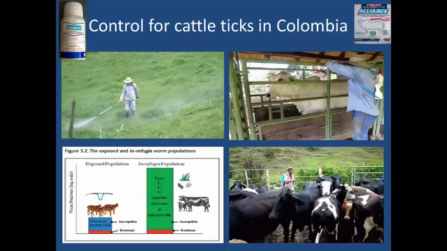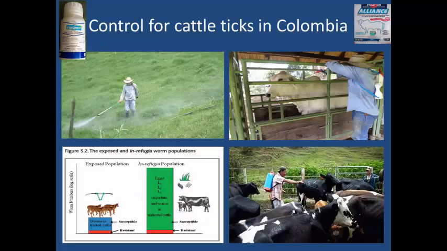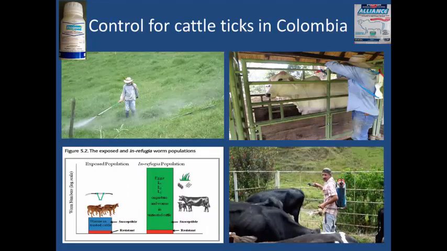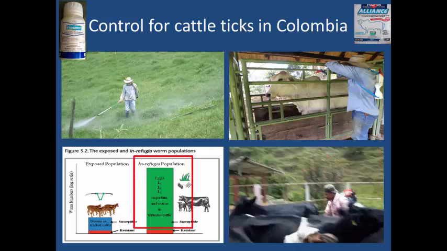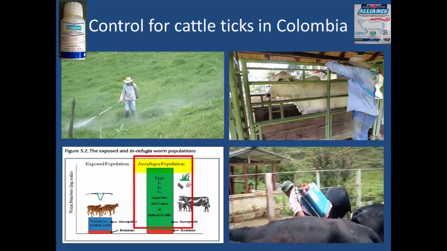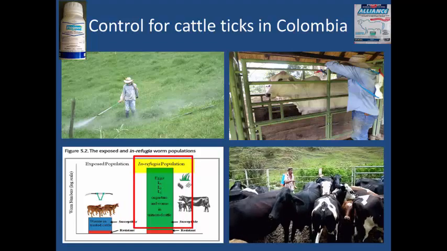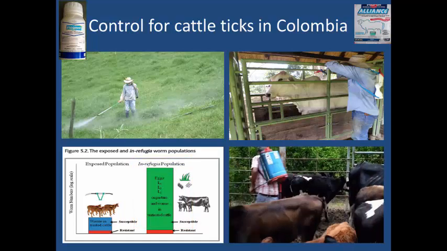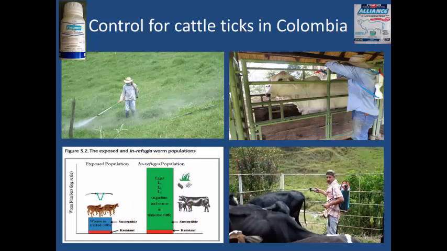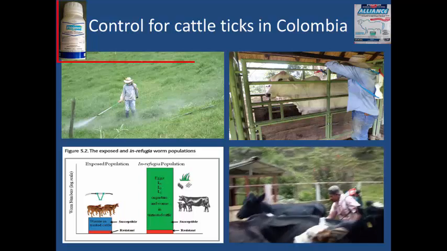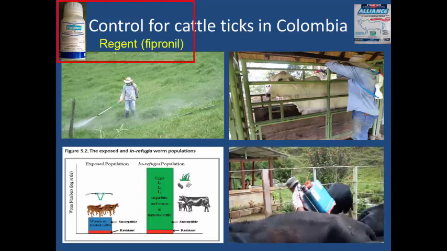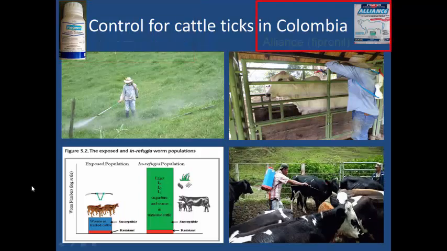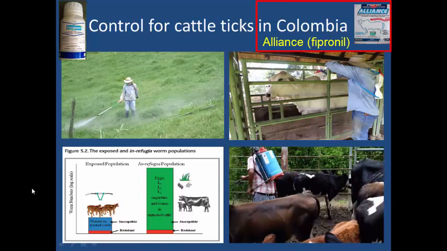On this other slide, we see 3 methods of control for the cattle tick in Colombia. Each one of them on its own is making its contribution to speed up the problem of resistance by removing the population in refugia that maintains certain numbers of susceptible individuals in the farm. In every case here, they're applying the same type of chemical, which is fipronil. Fipronil is marketed with the trade name of Regent for use against agricultural pests. And we have the animal version that is marketed as Alliance.